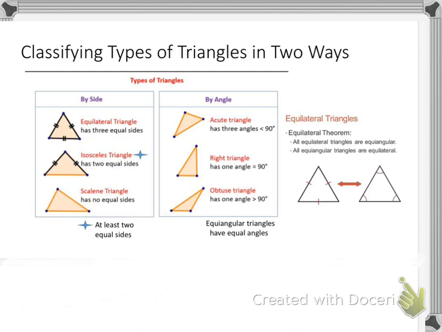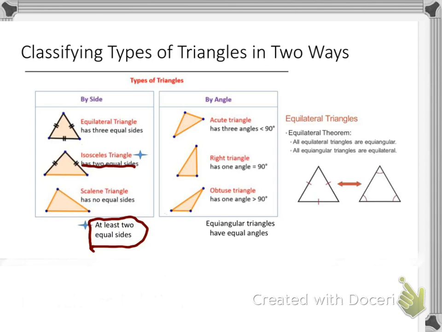Isosceles triangles, by definition, have at least 2 equal sides. So that means that equilateral triangles are also isosceles. Equilateral has 3, isosceles has at least 2, so it can have 2 or 3 equal sides.